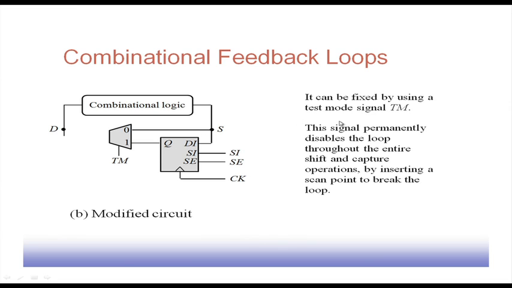For solving this problem, what we can do is use the test mode TM signal in the test mode. It will disable the loop throughout the entire shift and capture operation by inserting a scan point to break the loop. This point is actually an observable point. When this TM line is high, then this point becomes visible. Otherwise, this D point that we have is actually coming to this data input line. So, you can see the value of this Q point through this.